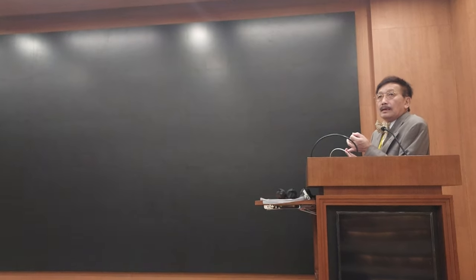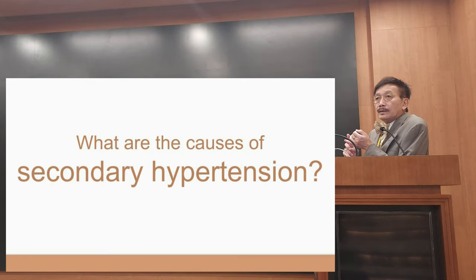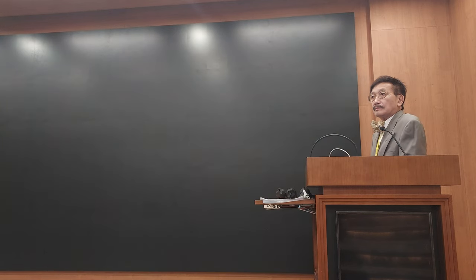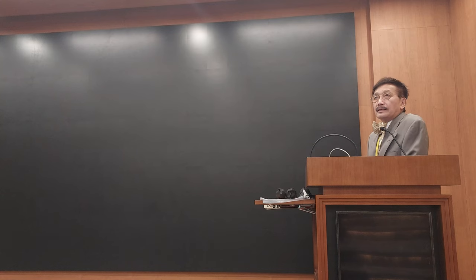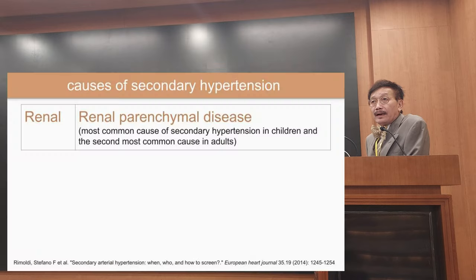Okay, so much for hypertension. So what are the causes of secondary hypertension? You are correct. The commonest would be what? The commonest cause is renal parenchymal disease. Nephritis. And any renal impairment may be associated with secondary hypertension.